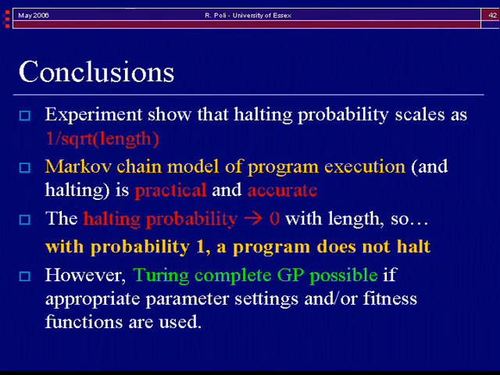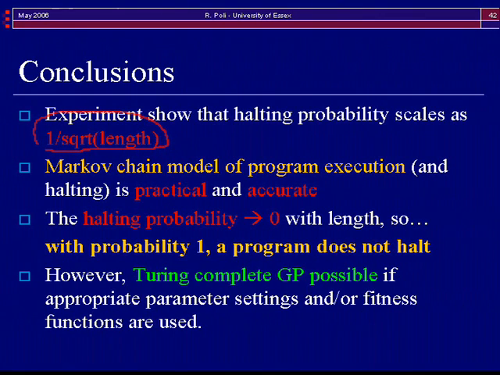So what we have done in this work, we have found empirical results and a simplified model of program execution that predicts that the halting probability scales like the square root of the length of the programs, or better, 1 over the square root of the length of the programs being executed. We have also found a Markov chain that describes the execution of programs, and of course also the halting of programs, which is very accurate. And also it's practical, because we can really execute this chain on an ordinary PC in a minute or two at most, even for programs of millions and millions of instructions.